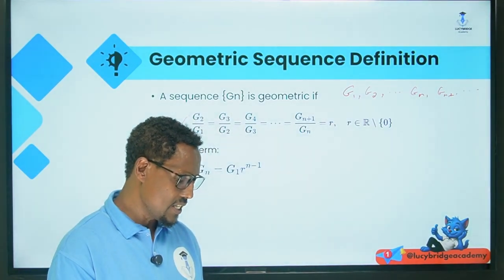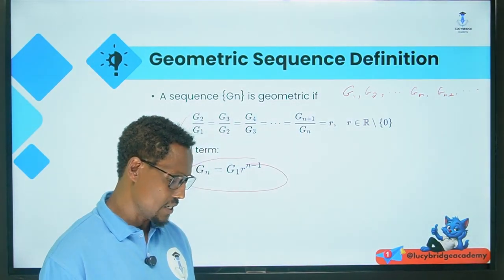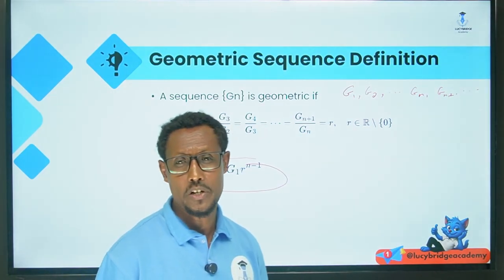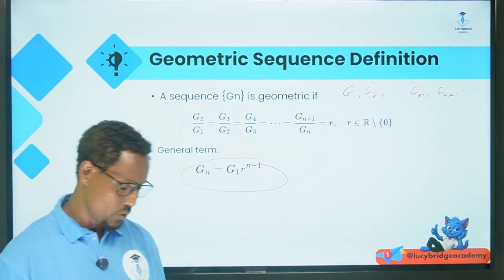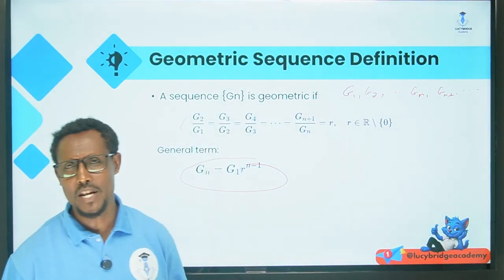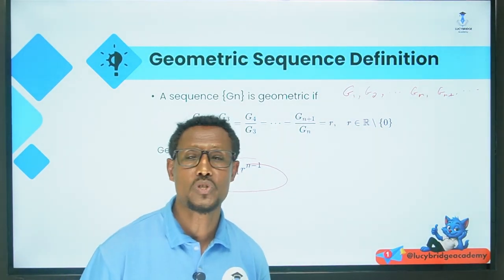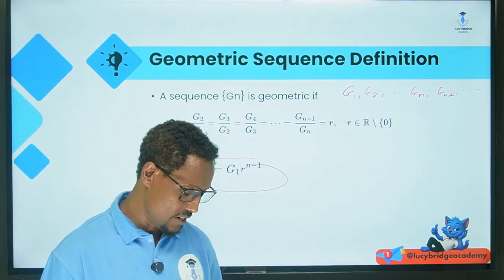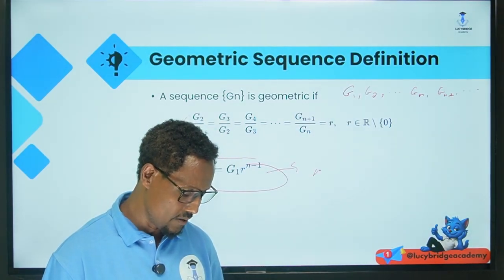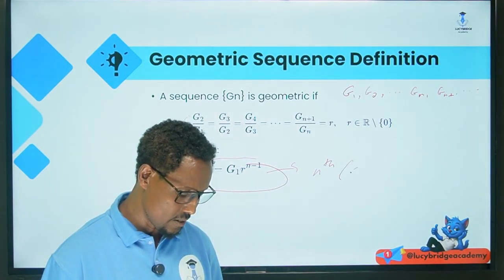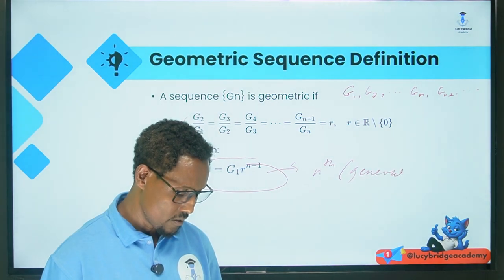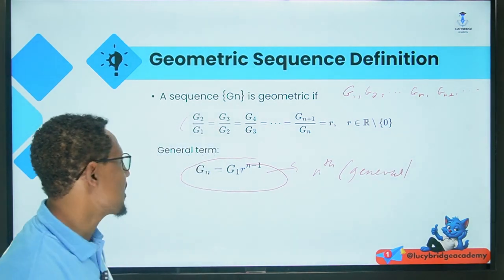Anyways, this is a general term, okay? If it is a geometric progression, Gn, which is equal to G1 times r to the power of n minus 1, is the nth term or general term, okay?